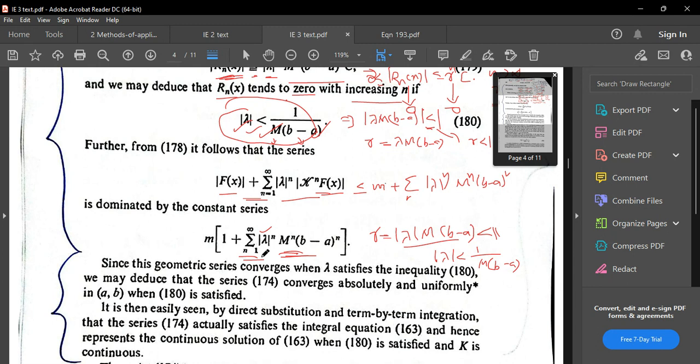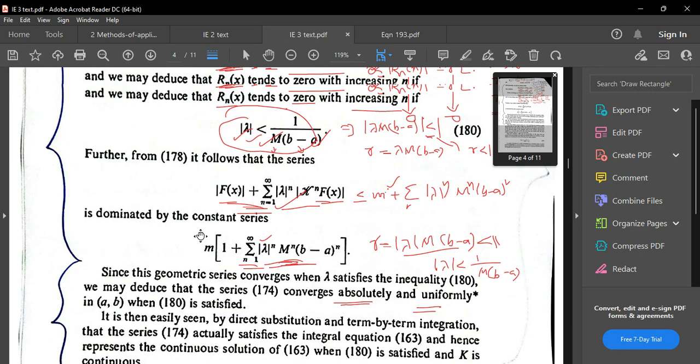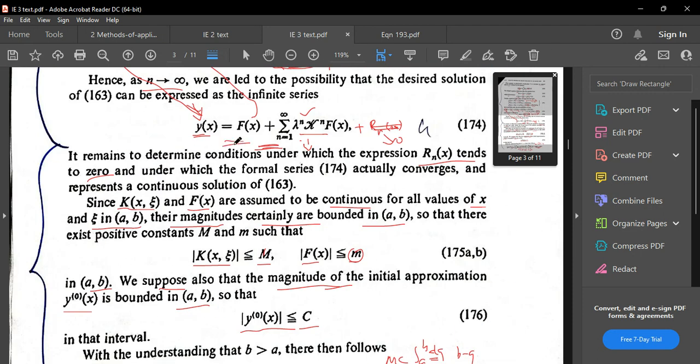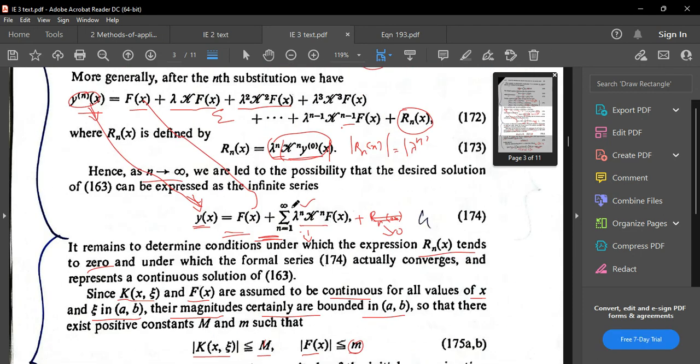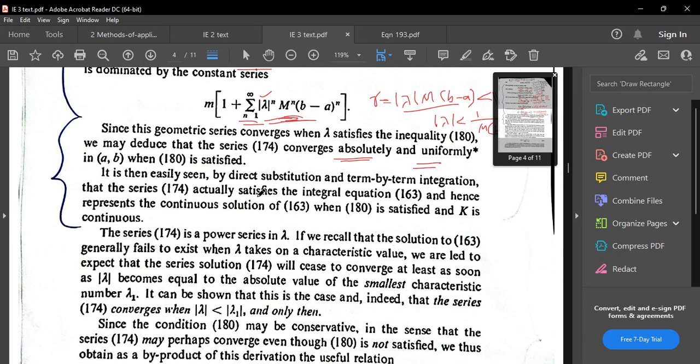So we can say that this geometric series converges, thereby this series is dominated by some converging series. So this series also converges by results in series theory and sequences. So this geometric series that is written here converges. Absolute convergence is also there, since we have taken the modulus value, and uniform convergence also. So this y equal to this one forms a solution to our integral equation, and all other terms are defined. It is written here.